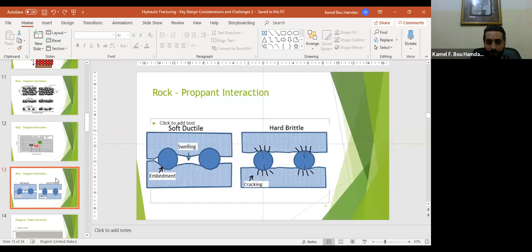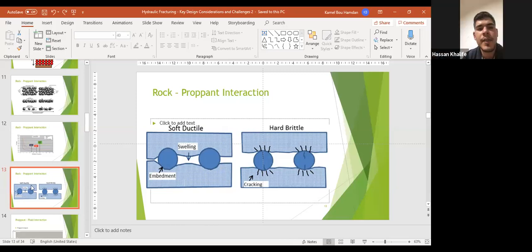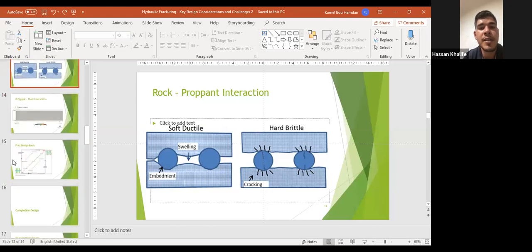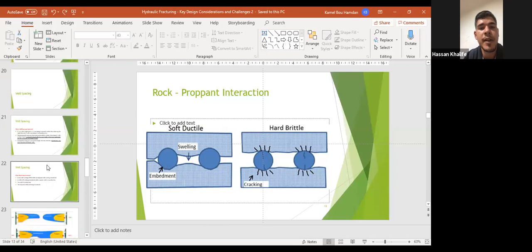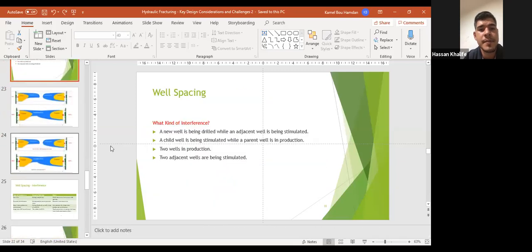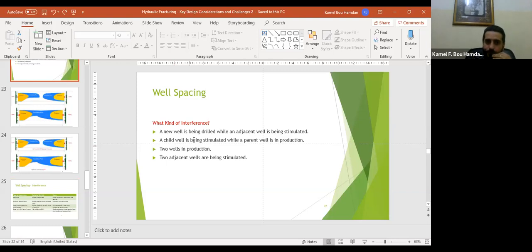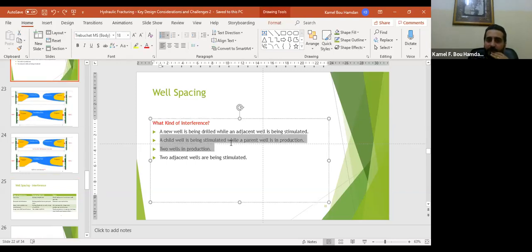So also we have Ibrahim Rida asking you to elaborate on the interference between a child well being stimulated and a parent well in production. Okay, so talking about this case where we have a child well being stimulated and a parent well in production. If you have a well which is in production, the pore pressure inside the fracture is going to decrease. So we have a lower pore pressure in the fracture compared to the original rock or the nearby rocks.